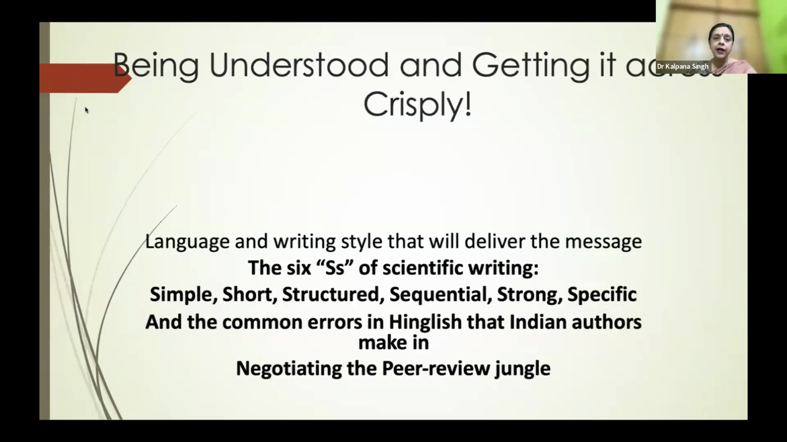So at the end, I would just like to say that being understood and getting it across crisply is the actual skill of writing a scientific paper. So language and writing style will deliver the message. And there are 6 S's of scientific writing. That is, it has to be simple, short, structured, sequential, strong, and specific.